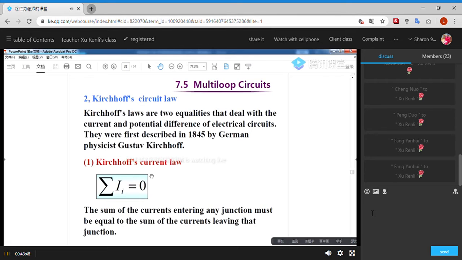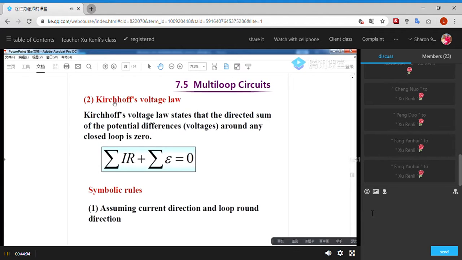So Kirchhoff's current law says that the sum of the current entering any junction must equal the outgoing current of that junction. Now Kirchhoff's voltage law. Kirchhoff's voltage law is this formula, which tells us that the directed sum of the potential differences around any closed loop is zero.